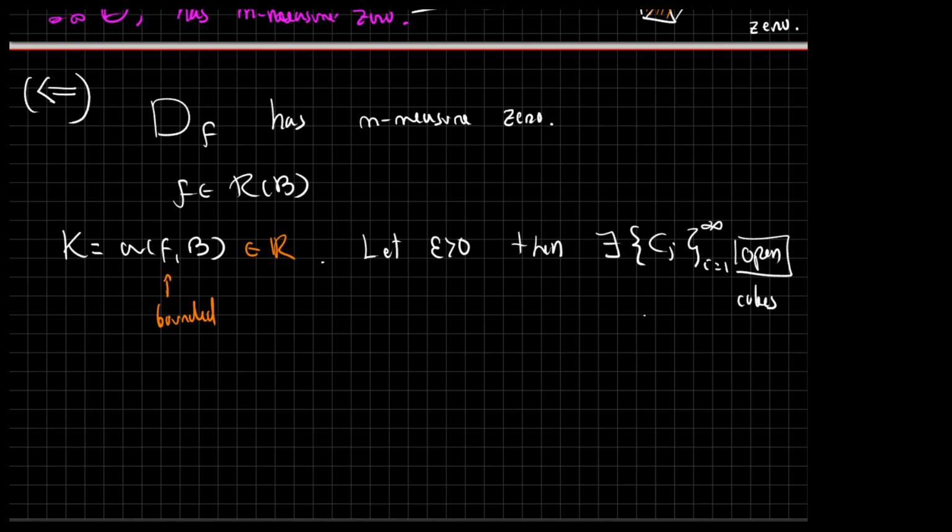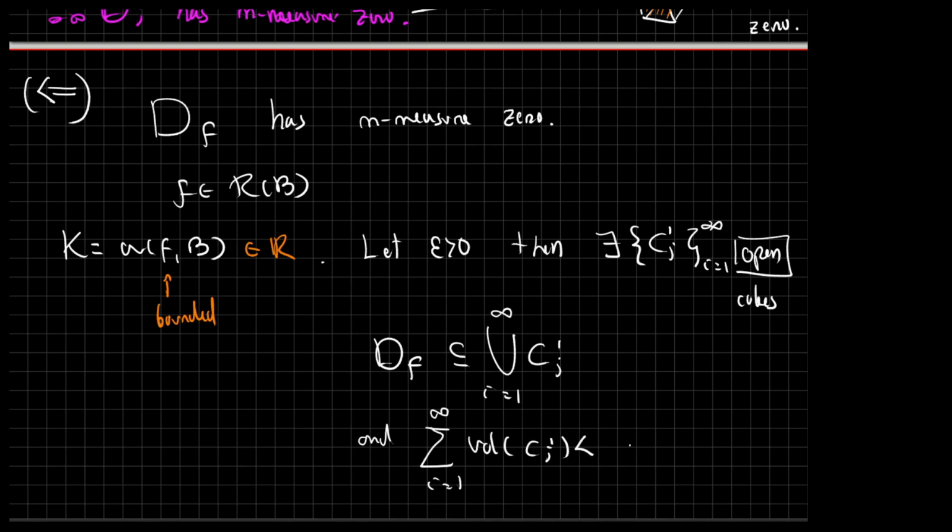So they are open cubes such that this set is covered by this union, and the sum of the volumes is less than epsilon divided by 2 times k. So we took an arbitrary epsilon, and now we're dividing that by 2 times k, which is fixed, of course.